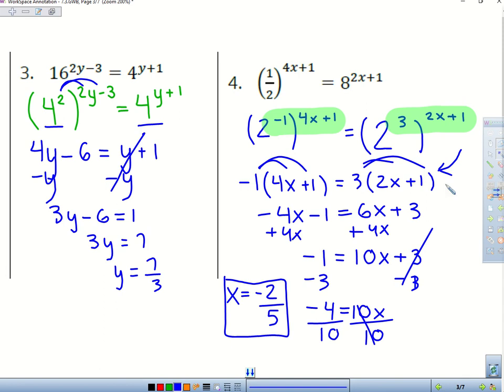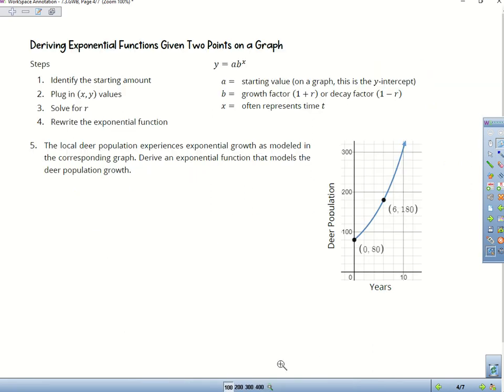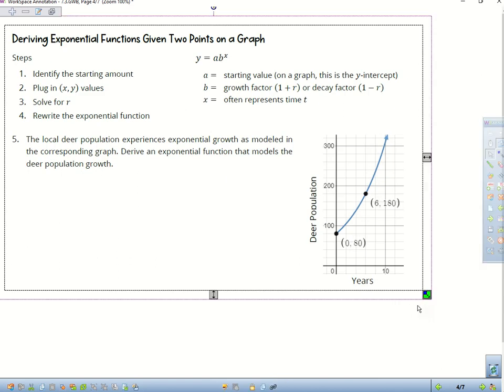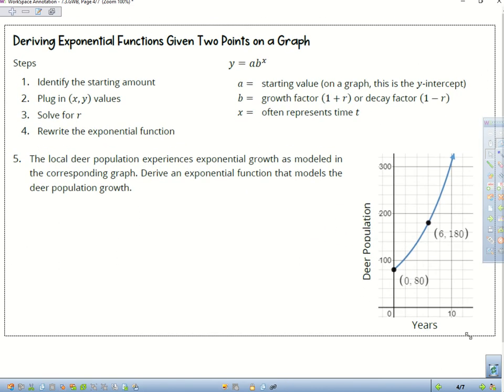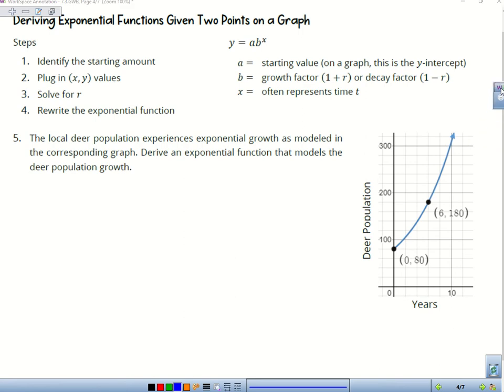So you ready to move on to a different scope of the topic here? Alright. So now we're going to talk about how we can derive exponential functions. Yesterday we learned how to work with exponential functions, how to plug in values for x and obtain different values, but today we're actually going to come up with our own equation. We're going to create our own equation based on a graph or points given to us.